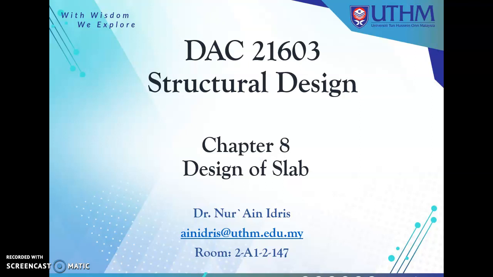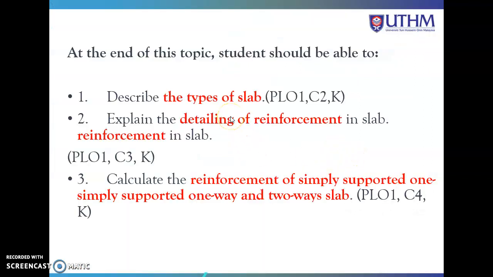And the new topic is design of slab. Macam mana kita nak design slab. Okay, so kita tengok. Semester, we must have the determination. Maksudnya apa, our learning outcomes.